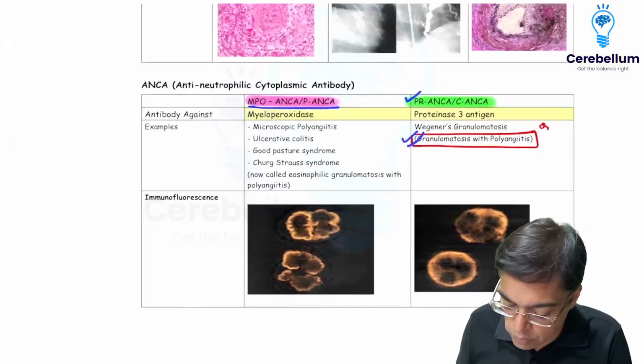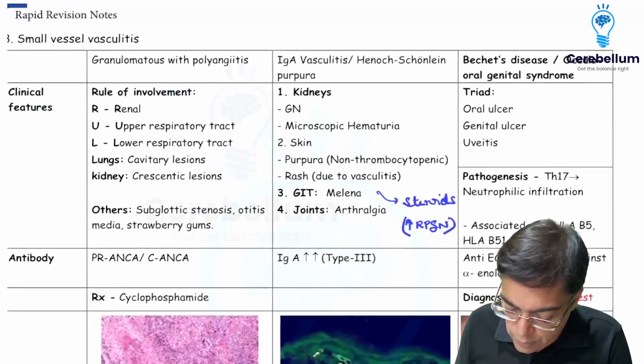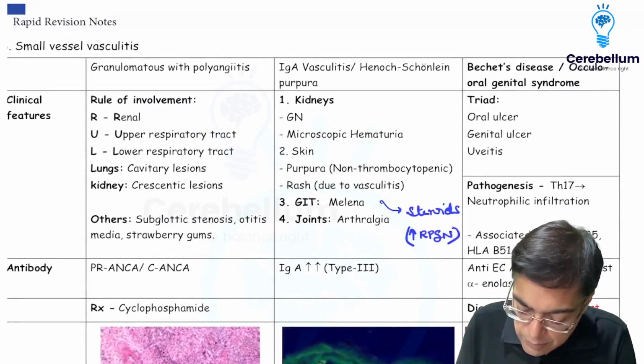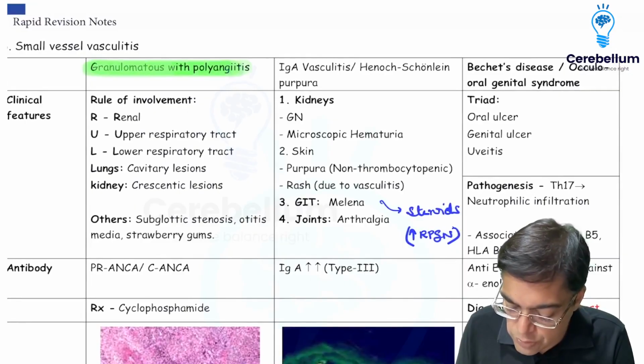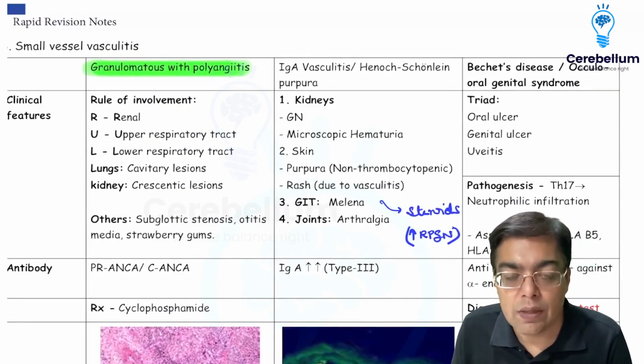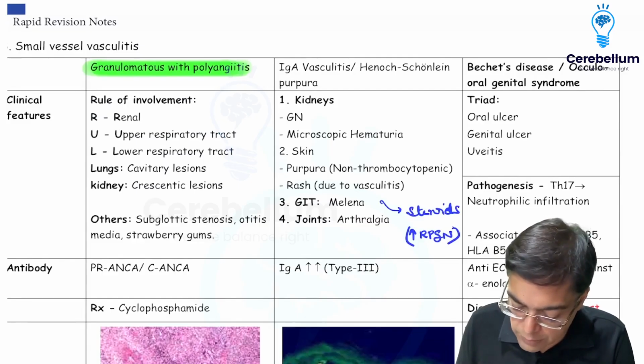Having now a discussion about the small vessel vasculitis disorders, we need to be familiar with the condition that is given the name of GPA. GPA, which was earlier called Wegener's disease. It involves three important organs: kidney, upper respiratory tract, and lungs.